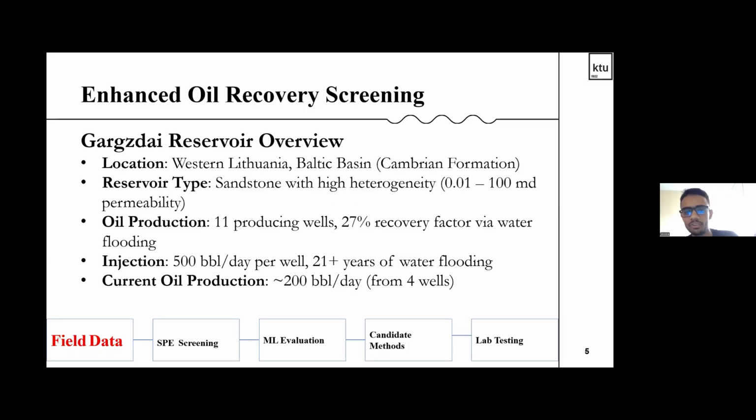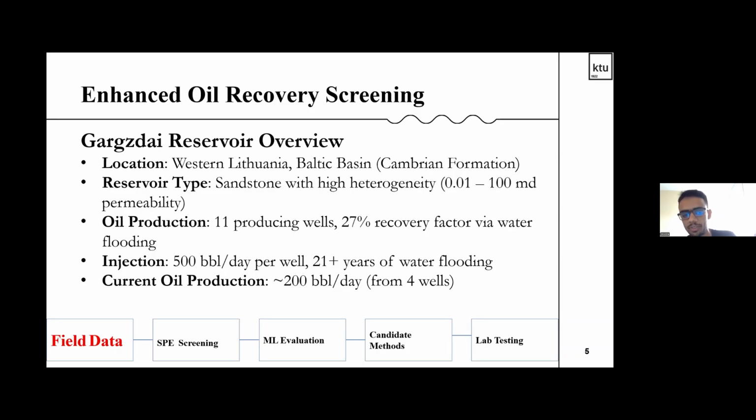Gargzdai reservoir field is located in the western part of Lithuania, which is a part of the Cambrian formations. It's a very heterogeneous formation with permeability ranging from 0.01 millidarcy to 100 millidarcy. Historically, 11 production wells were producing, and currently recovery from flooding is 27%.